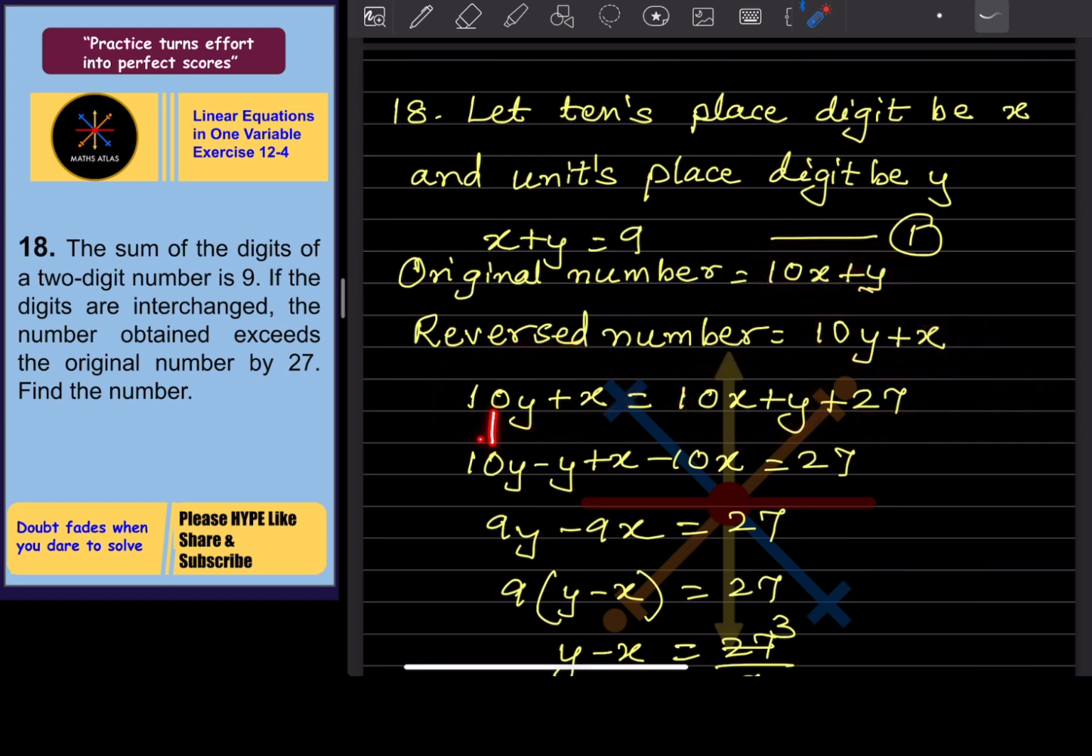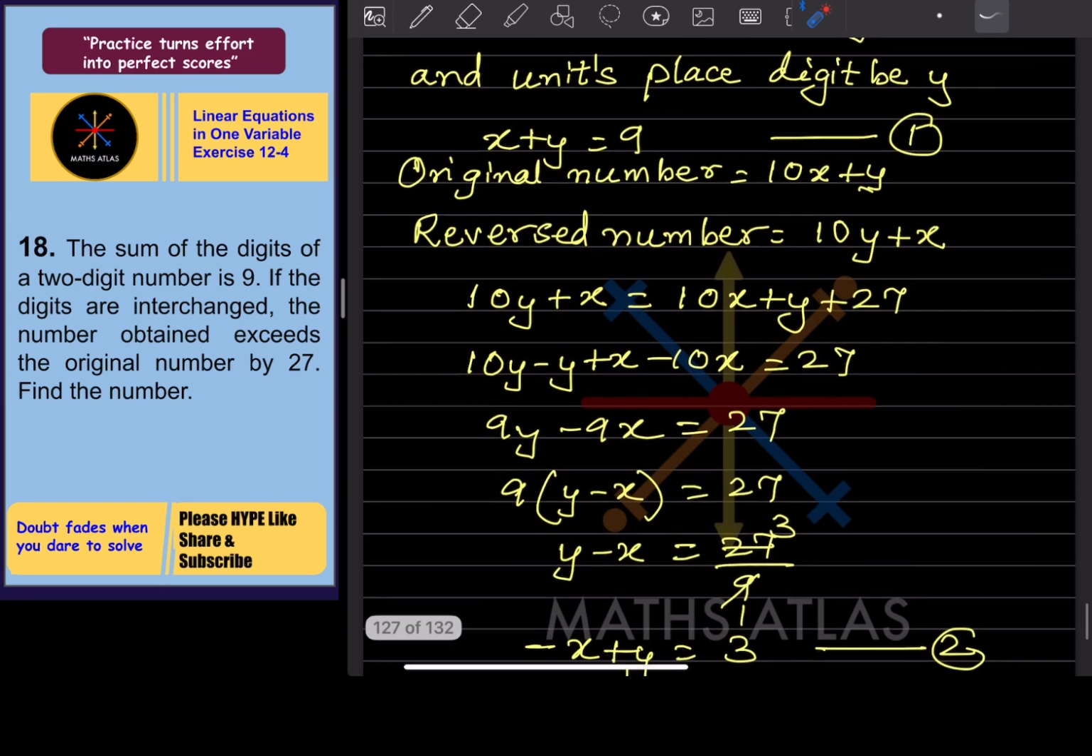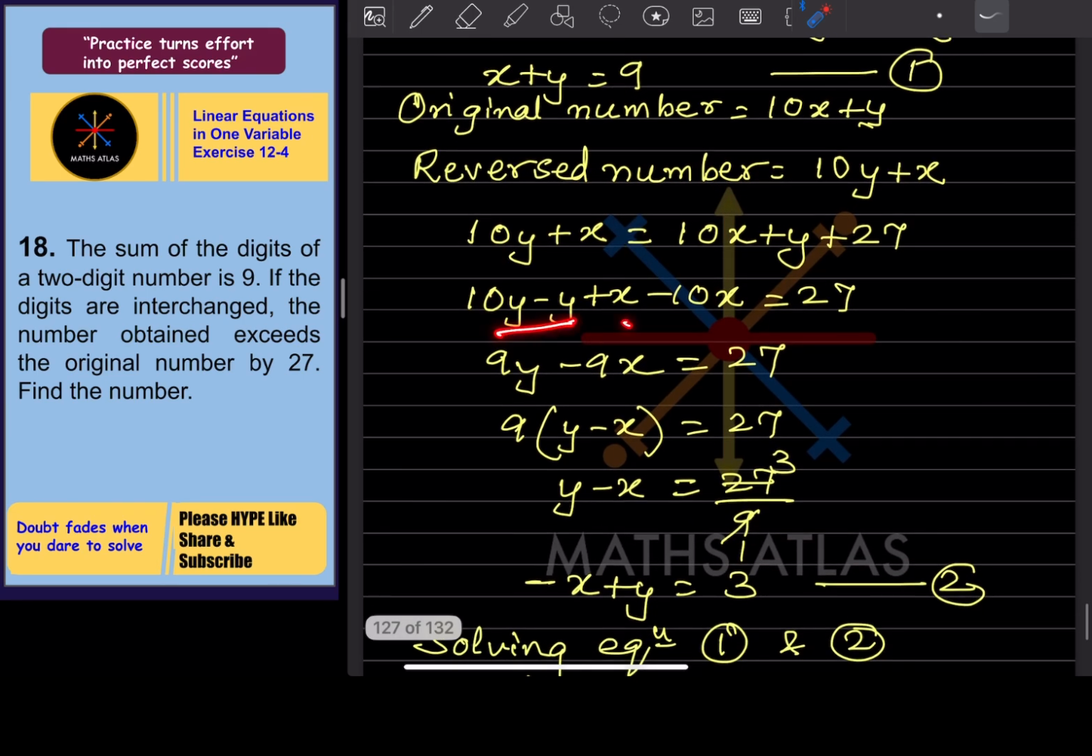So this is going to be 10y plus x. This original number will go on the other side, that is going to be minus y, and minus 10x will be 27. So 9y minus 9x will be 27. From this, 9 is going to be common, so what remains in the bracket is y minus x. When you expand this, it becomes 9y minus 9x. That is 27. So y minus x will be 27 divided by 9.